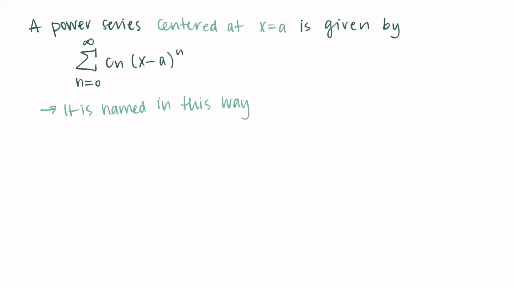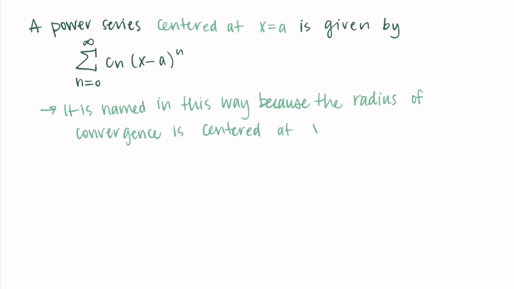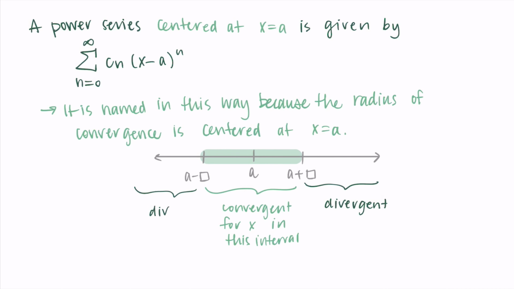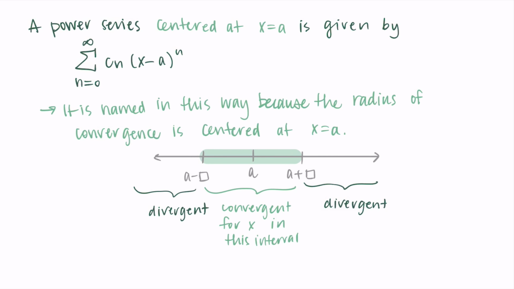So it's called the power series centered at x equals a because the radius of convergence is centered at x equals a. And really, you could think of this as the interval of convergence being centered at x equals a. Basically, if we have that value a, there's going to be some area around it where x is convergent in the interval. So if we look at x values in that interval, the power series converges. So that might be like a plus something and a minus something. From those two values, that's where the power series is convergent. Then outside of that area is where it's divergent.